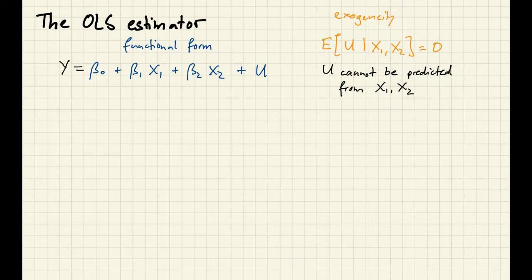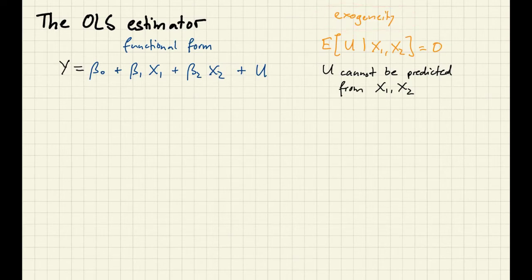Suppose that we are investigating exam scores as a function of study time and other variables, and u would contain unobserved variables, for example, ability. Now it is quite natural to assume that students with low ability may be motivated to study more because they want to make sure that they at least pass the exam. Therefore, there's a natural relationship between u and x1 that we can exploit to predict u from x1 and x2. In that case, the exogeneity assumption would not be satisfied.